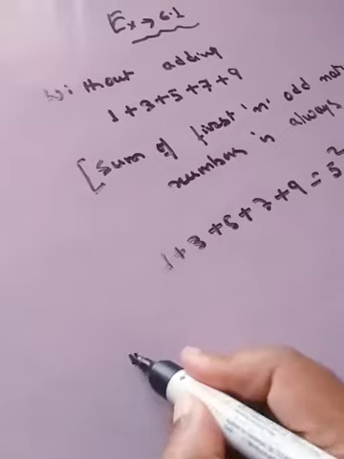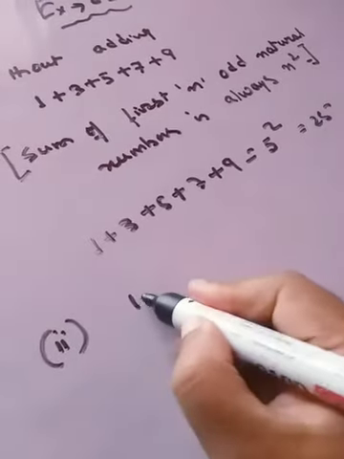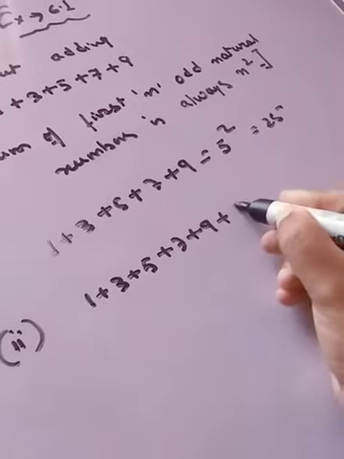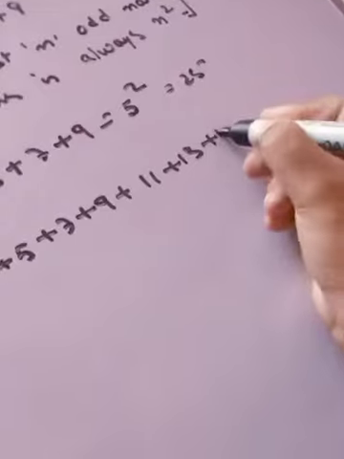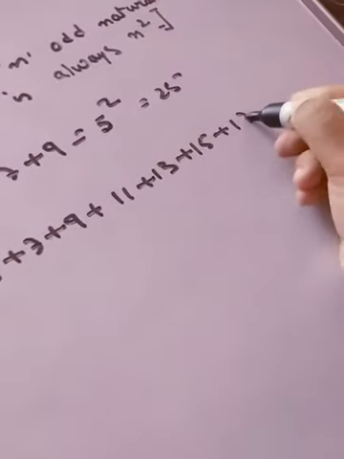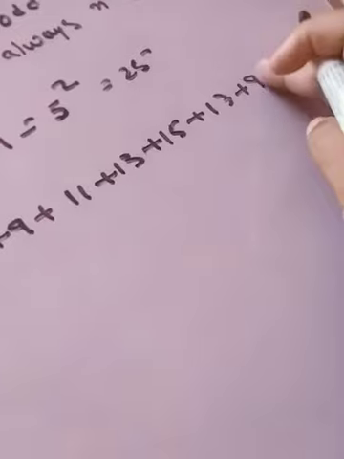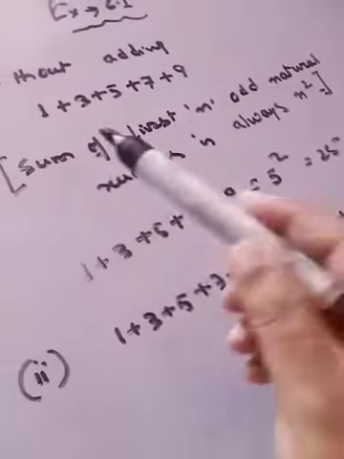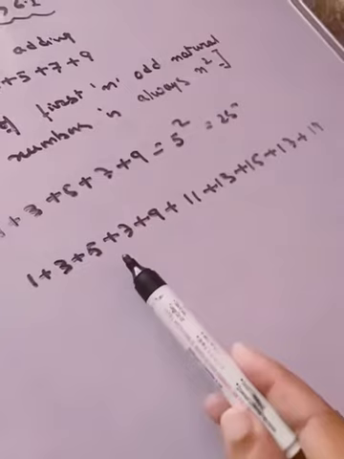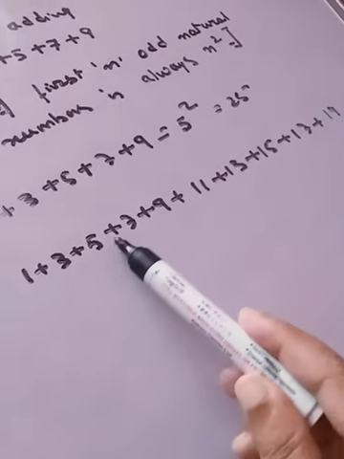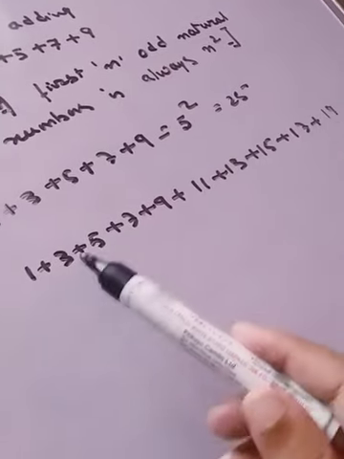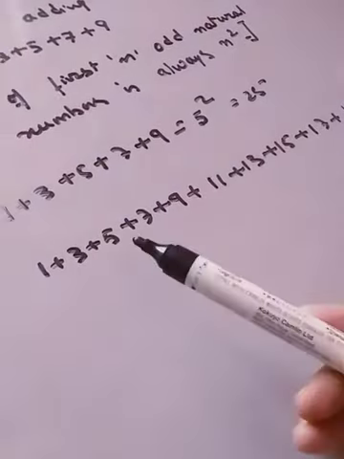Similarly, if you do the second question, you will find 1 plus 3 plus 5 plus 7 plus 9 plus 11 plus 13 plus 15 and so on up to 19, so big, isn't it? Now you have to be very careful and first observe whether all are odd numbers or not. If there are odd numbers, then only this particular statement will be applied. So look carefully, these are all consecutive odd numbers.